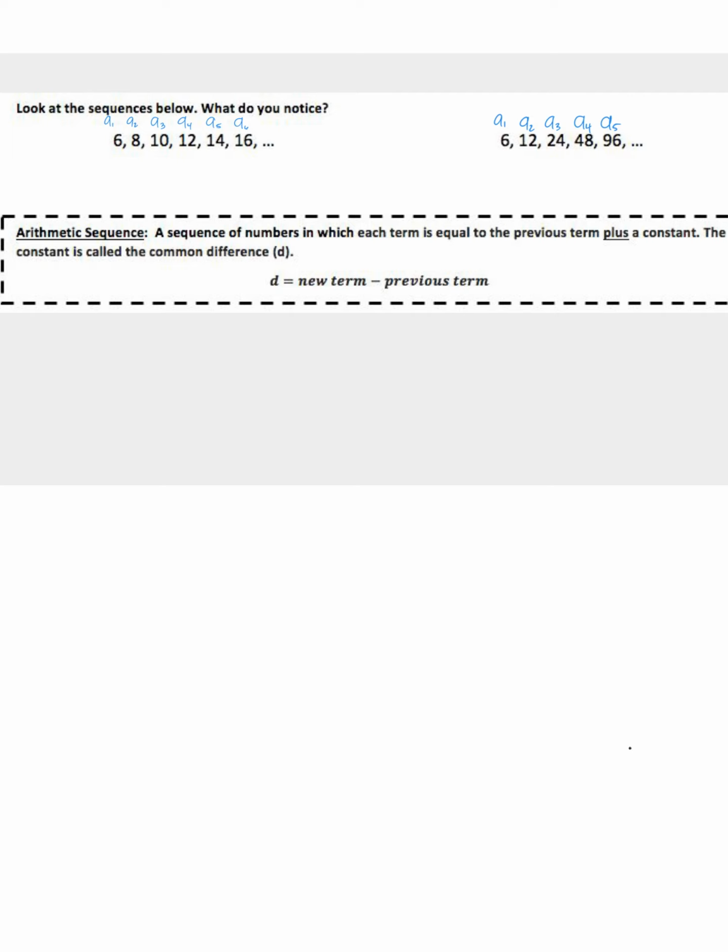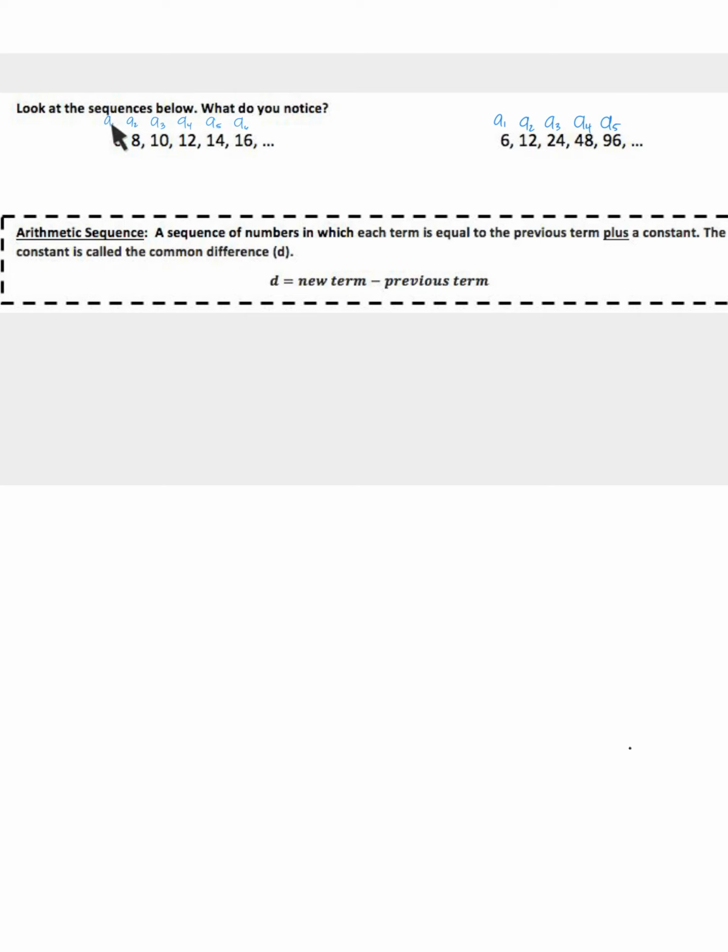Alright, let's go ahead and jump to the note. It says look at the sequence below, what do you notice? Here we have one sequence, and here we have another sequence. Remember, I listed a sub 1, a sub 2, a sub 3. This one goes to a sub 6, and we have this continuation, which means dot dot dot. And this is a sub 1 to a sub 5, dot dot dot, so it continues.